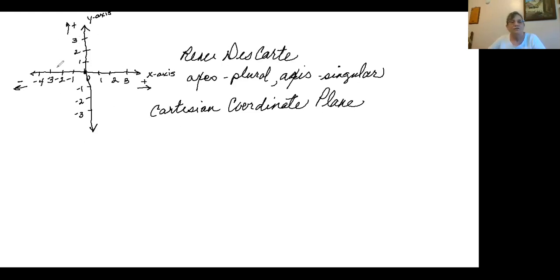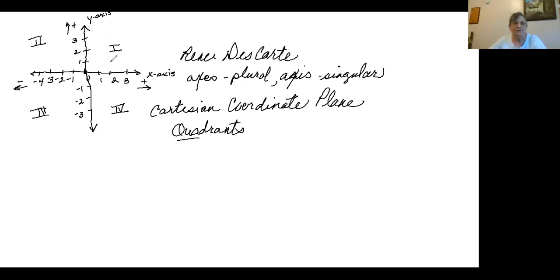These two lines break this space up into what you can see is 4 different areas. They are called quadrants. Quad is 4. And they number them with Roman numerals traditionally, with the first one in the upper right, where everything is positive, is 1, and then they go counterclockwise. So this is quadrant 2, quadrant 3, and quadrant 4.